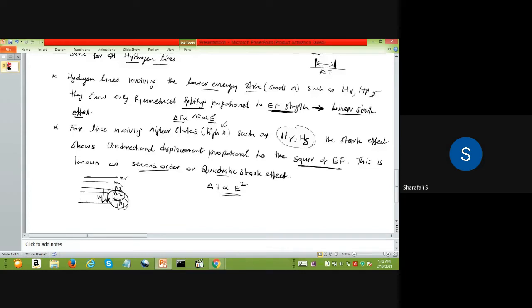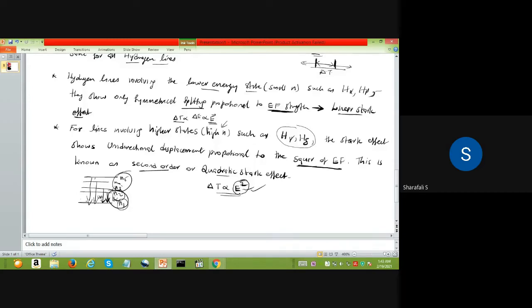But in this case, if you are considering this higher order transition from N5, N4, it is coming to this state, then in such cases, we will be having a shift which is in the order of E squared, proportional to E squared instead of E. So if you are increasing your electric field, it will be shifting very quickly, with a much higher value. The variation will be larger because its shift is proportional to E squared. So a small change in E will produce a very large shift because the shift is proportional to E squared in this case.